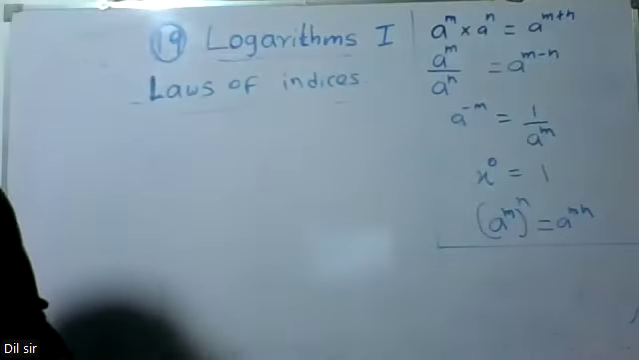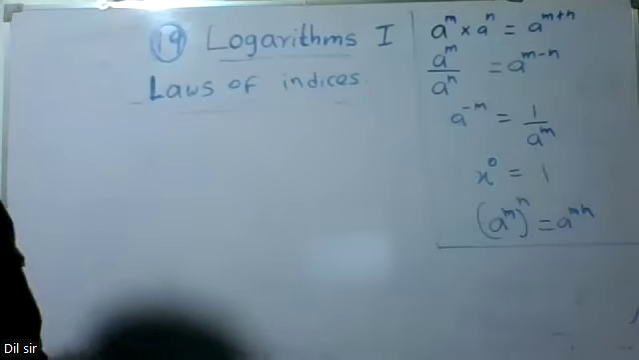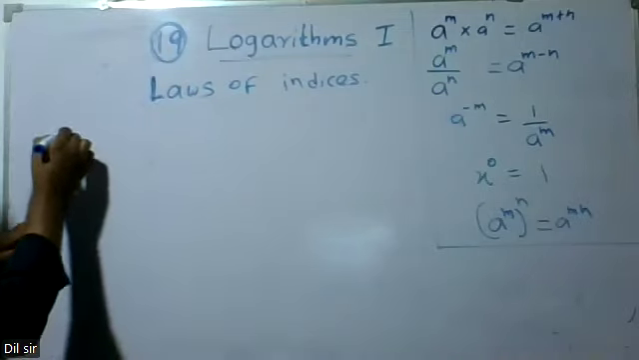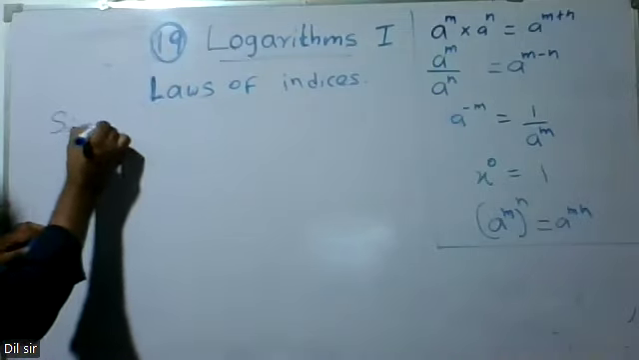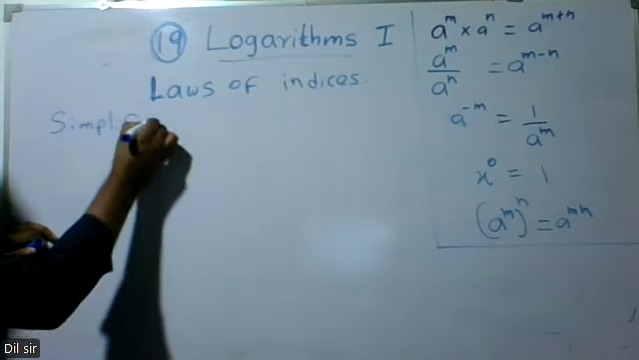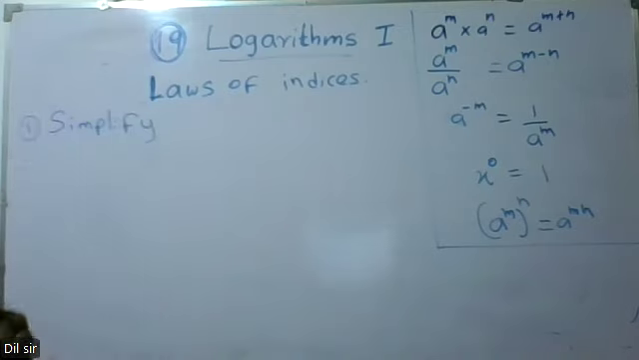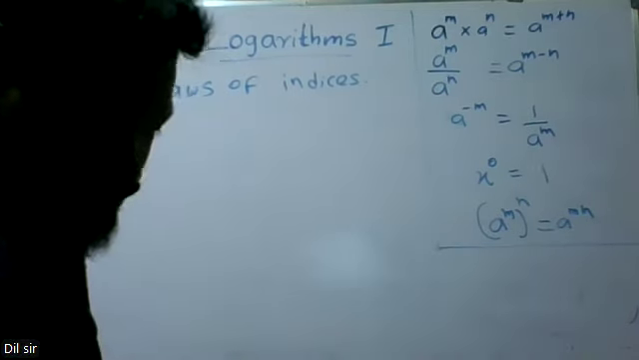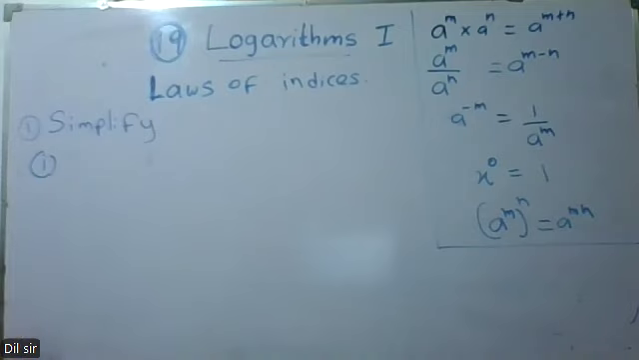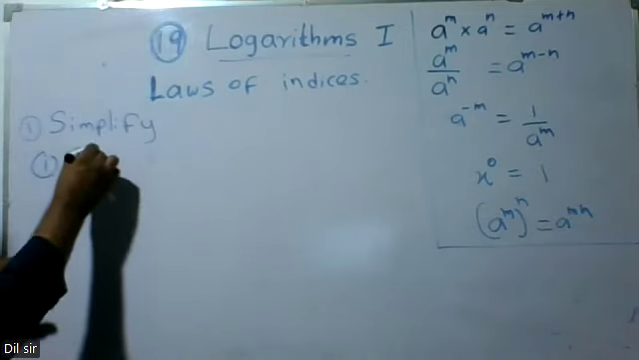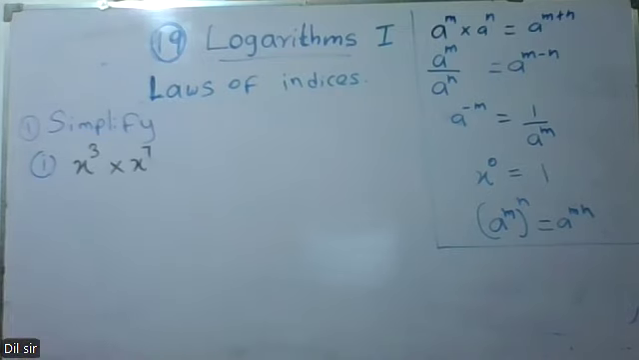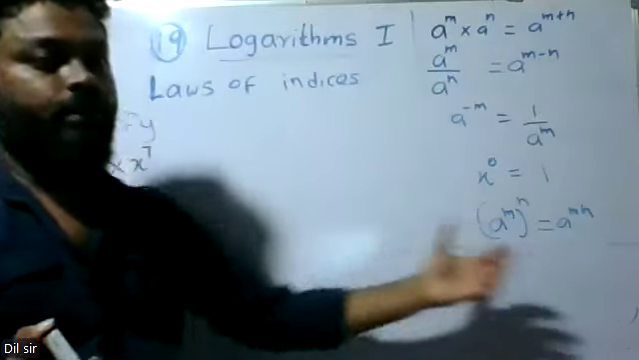We have to use these. I put them aside. Okay, children, look at this first one. Question: simplify. First one, simplify, Roman number 1: x to the power 3 times x to the power 7. Using these laws, find the answer.